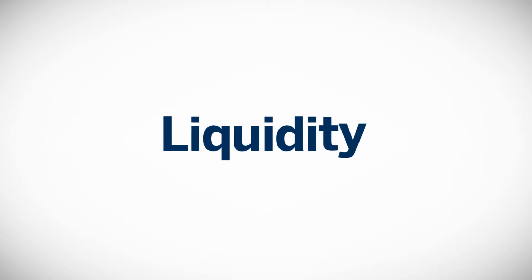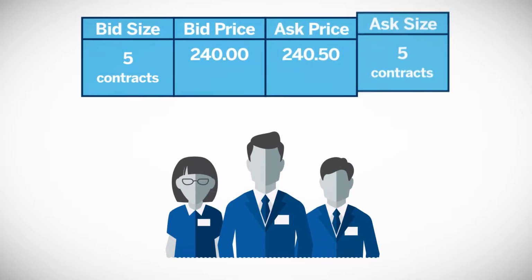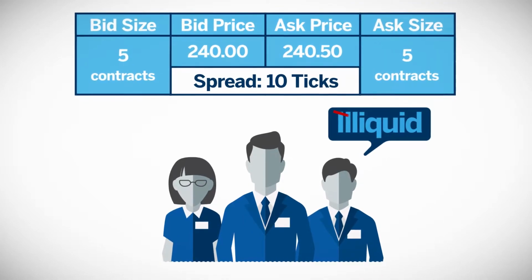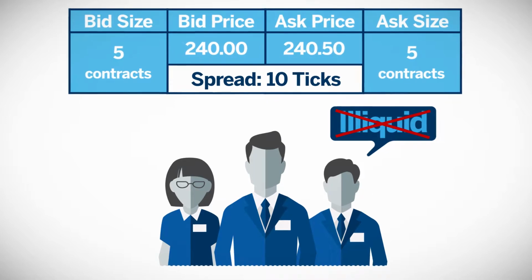Liquidity for equity index futures is often measured by what investors can see quoted or traded on screen. If the central limit order book, or CLOB, displays a wide bid-ask spread or shows small size, a market participant may incorrectly conclude the contract is illiquid.